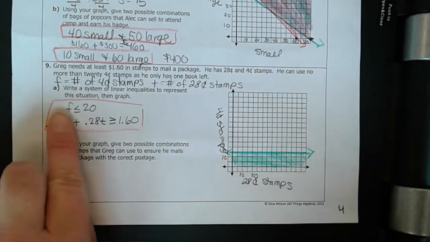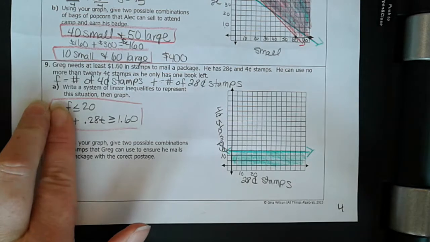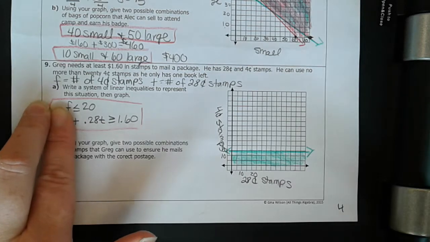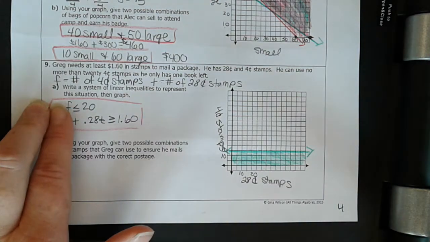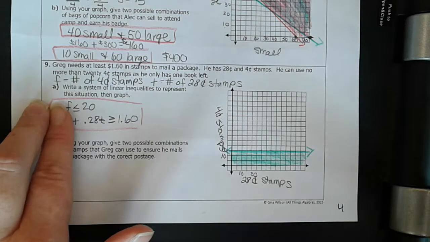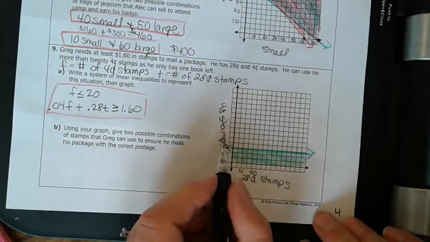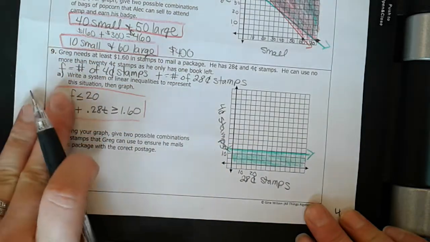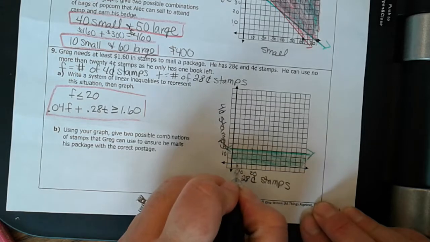All right, now let's take a look at our other equation. If he uses just 28-cent stamps and 0 4-cent stamps, so we plug in 0 for F, then we have $1.60 divided by 0.28, so he would have to use, ooh, that's an odd one, isn't it? 5.7 stamps. Well, that's not really possible, but we can go ahead and graph that because we've mathematized it. So when F is equal to 0, T is equal to 5.7. So we're just going to go right there.